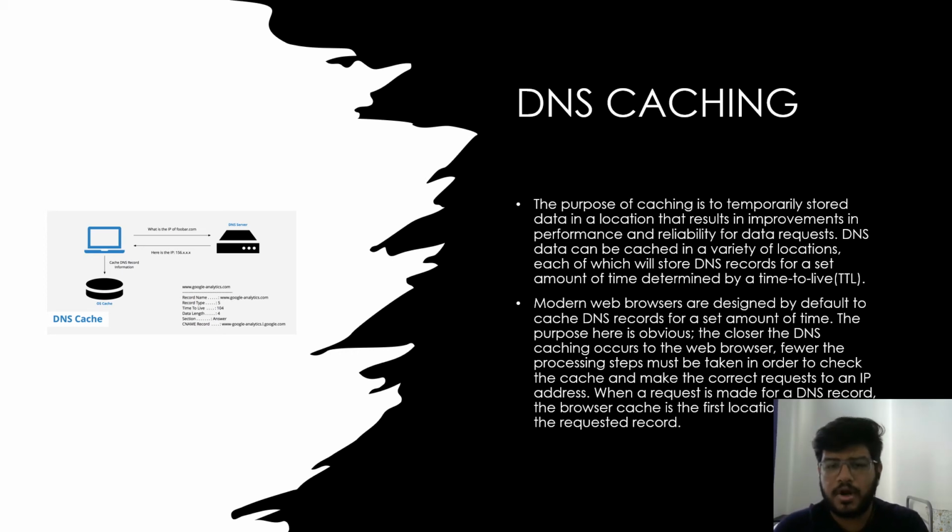Now, modern web browsers are designed by default to cache the DNS records for a set amount of time. The purpose here is obvious. The closer the DNS caching occurs to the web browser, the fewer processing steps must be taken in order to check the address. When a request is made for a DNS record, the browser cache is the first location checked for the requested record, which basically reduces the time to search for a particular hostname. So DNS caching is generally very helpful, and in modern days, each of the web browsers by default uses DNS caching.